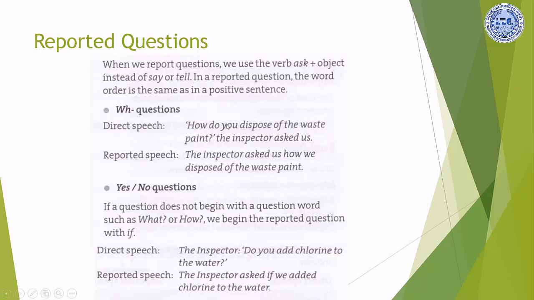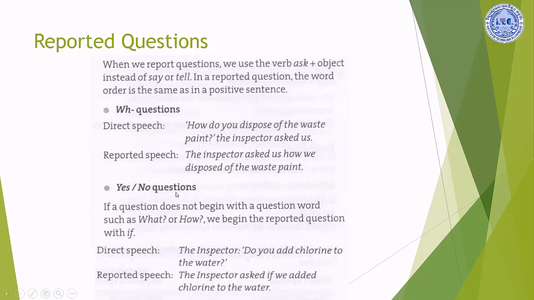Okay, in the question sentence, how. Okay, reported speech: the inspector asked us how we dispose of the waste paint. So here you can see the word ask with an object, us. So here you have to use an object after ask. Okay, so we dispose of waste paint, or something like that. So this is how you can convert from direct speech to reported speech when it comes to a question sentence with a WH question.